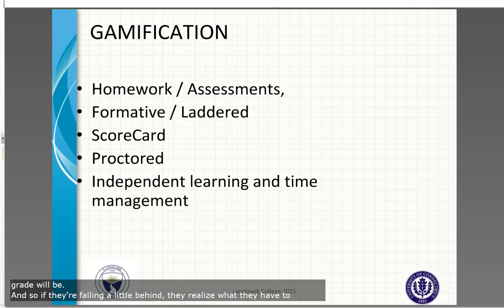They have proctored exams at the end. I have one final proctored exam. And all of this reinforces, or is built along, the idea of independent learning and time management. They have to meet these deadlines, so they have to manage their time.